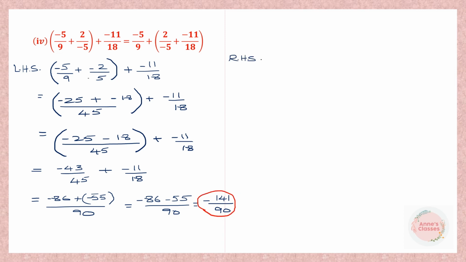Now on the right hand side we have minus 5 by 9 plus, now in brackets we have 2 by minus 5. We are transferring that minus sign to the numerator, minus 2 by 5 plus minus 11 by 18. So let's work out what's within brackets first. So this will remain as minus 5 by 9 plus, now in brackets we have to find the LCM of 5 and 18. So let's do that. Let's find the LCM of 5 and 18.